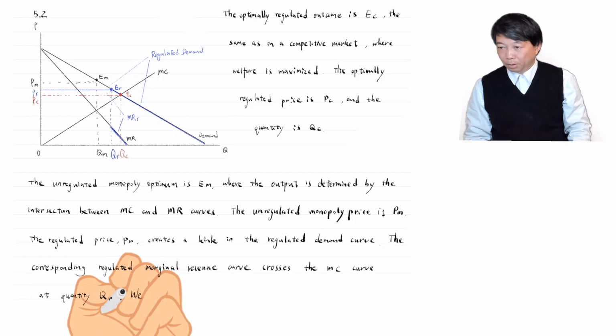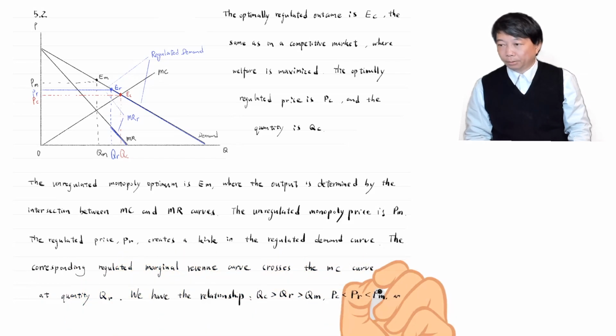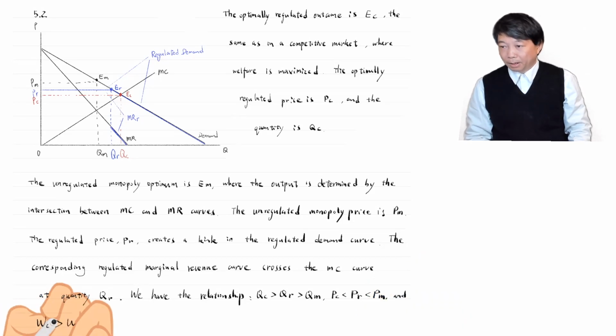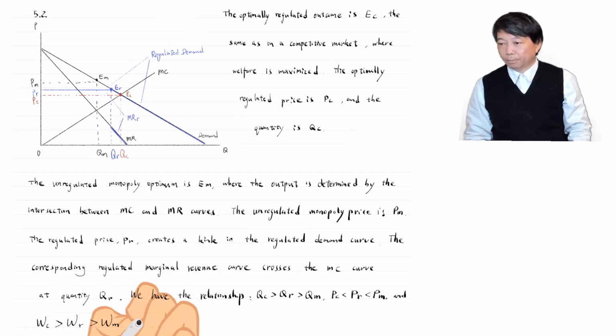The marginal cost curve crosses the regulated marginal revenue curve at quantity QR. We have the following relationship. QC is greater than QR, which is greater than QM. PC is lower than PR, which is lower than PM. The welfare is maximized in the optimally regulated case, in which there's no deadweight loss. The unregulated monopoly case has the smallest welfare.